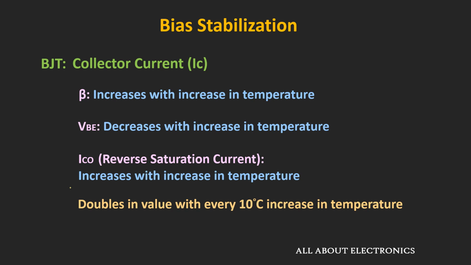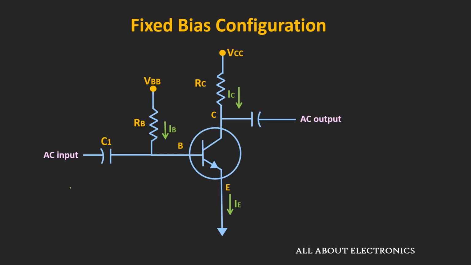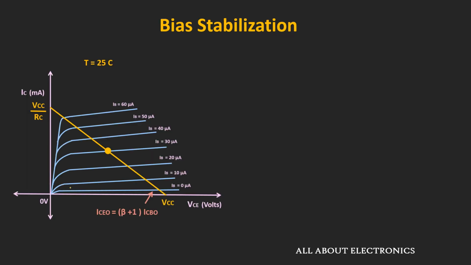Let us take one simple example, and through the example let us understand how the change in the value of beta and the reverse saturation current changes this collector current. For that, we will assume that the BJT is biased in the fixed bias configuration. Let's say for the fixed bias configuration, the base current IB is set to 30 microampere, and at 25 degrees centigrade, for the given value of beta, the operating point is almost set at the center of the load line. And here, this is the reverse saturation current at T equal to 25 degrees centigrade.